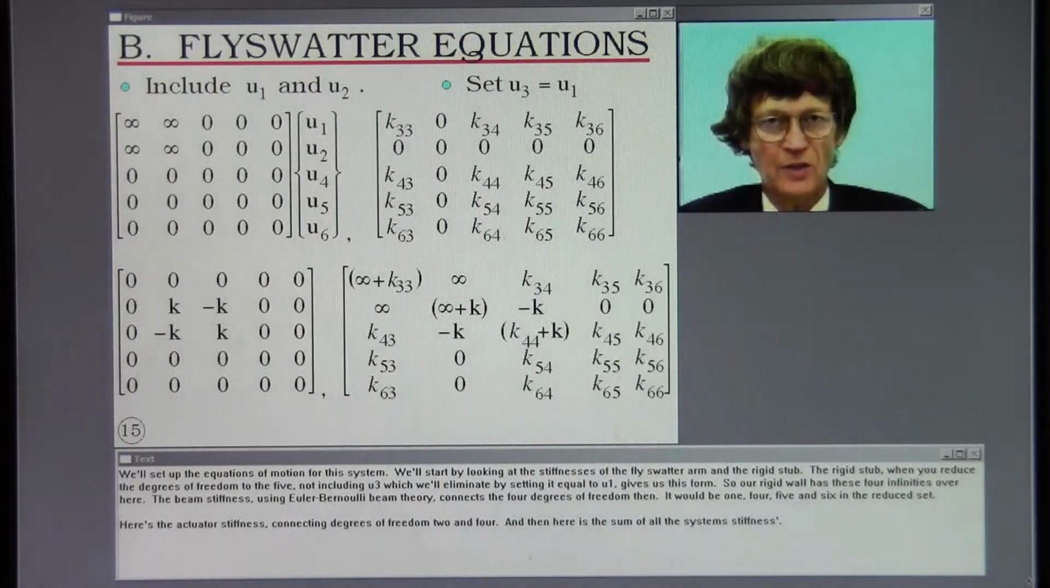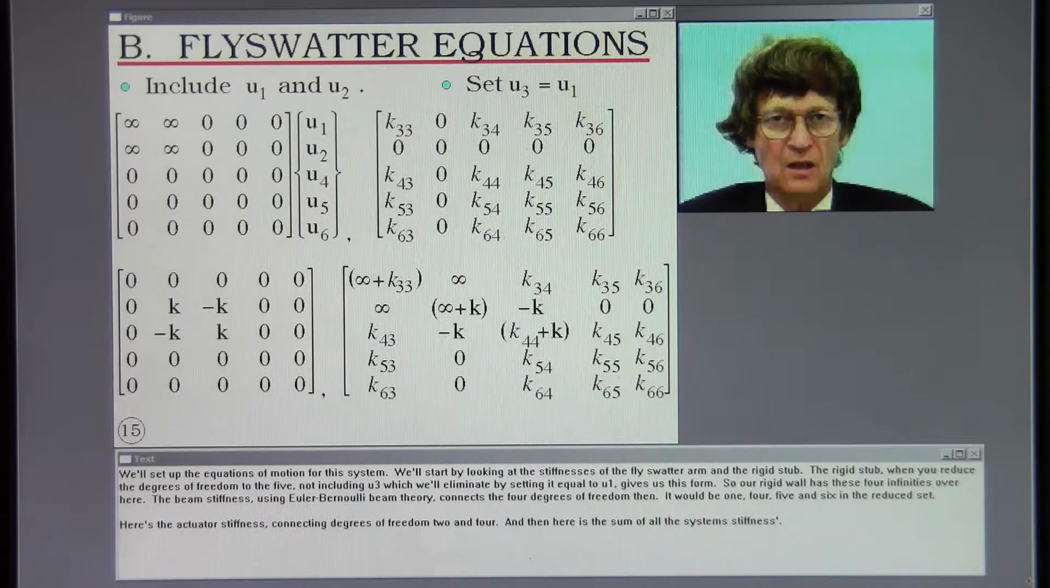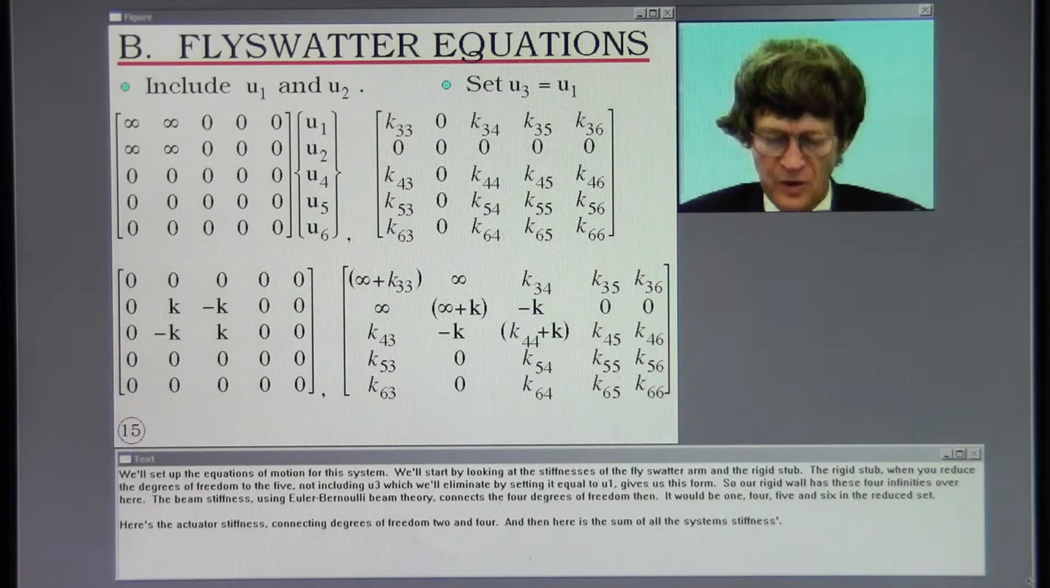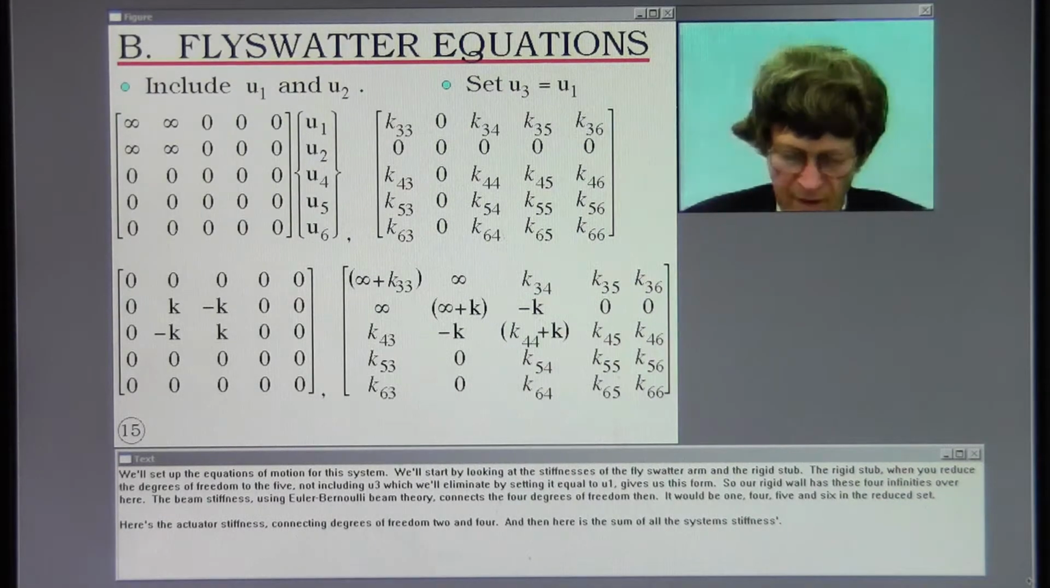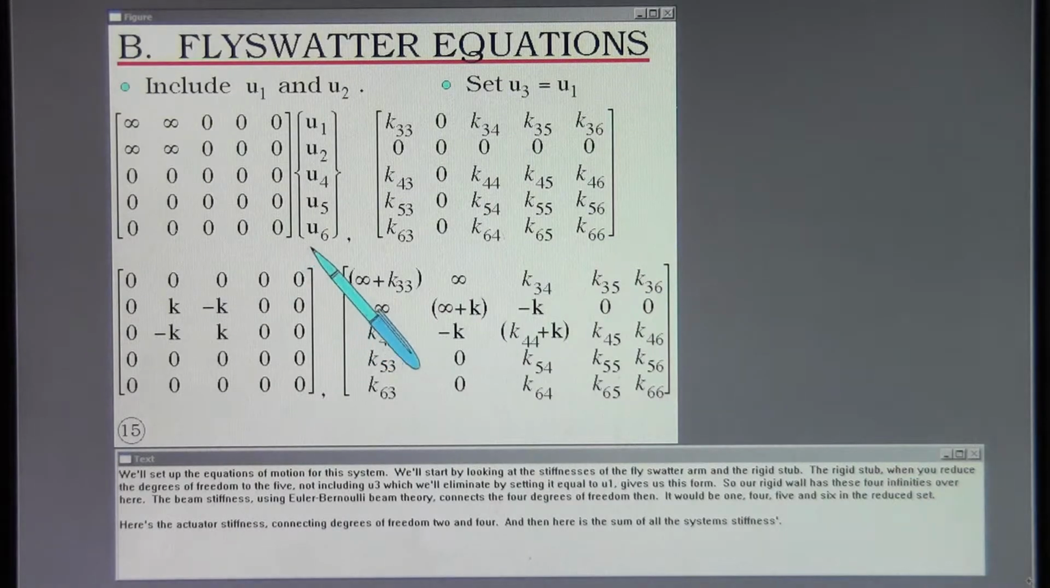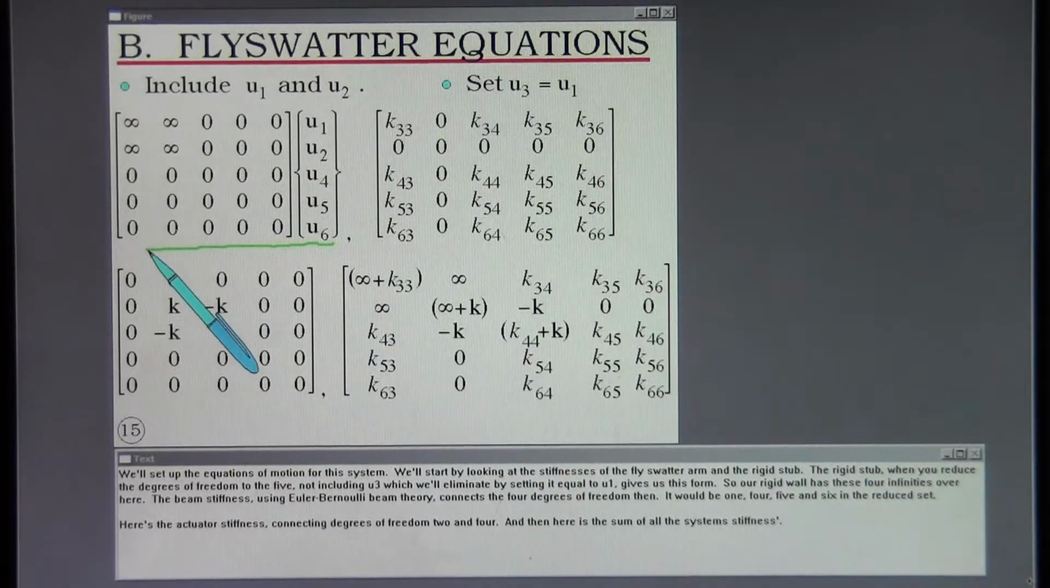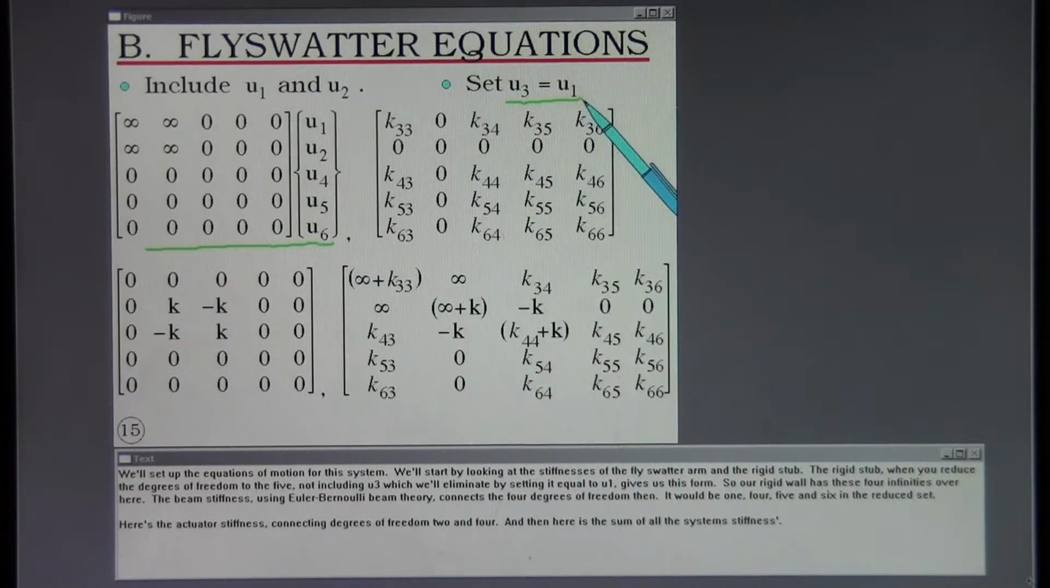We'll set up the equations of motion for this system. We'll start by looking at the stiffnesses of the Flyswatter arm and the rigid stub. The rigid stub, when you reduce the degrees of freedom to the 5, not including U3, which we'll eliminate by setting it equal to U1, gives us this form. So our rigid wall has these 4 infinities over here.